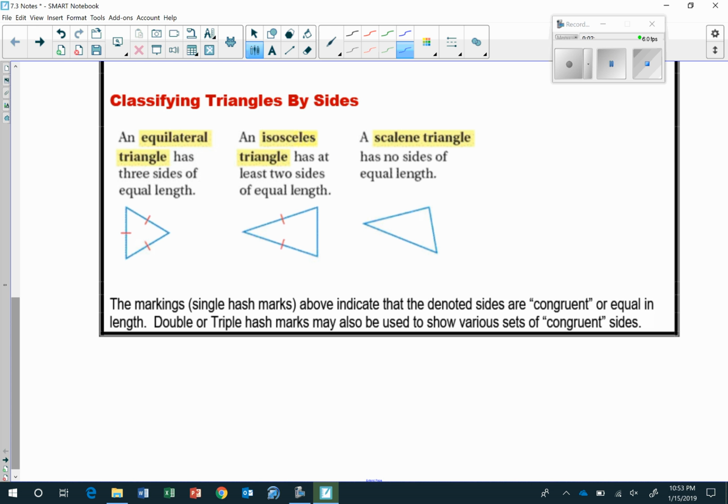An isosceles triangle has at least two sides of equal length. So if you think about it, an equilateral triangle is also technically isosceles, but we would want to be more specific. So equilateral, all three are the same. Isosceles, two sides are the same. And the last one is scalene, which is a triangle with no sides of equal length.